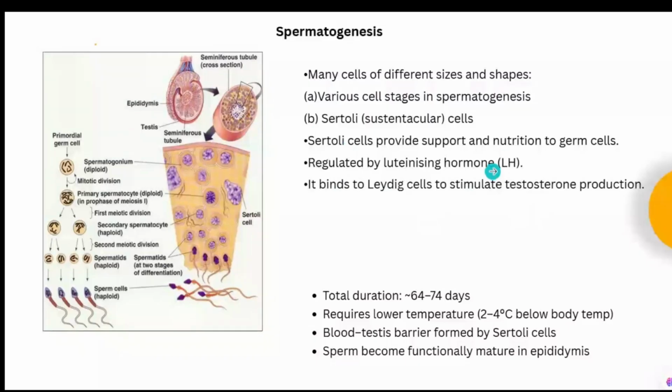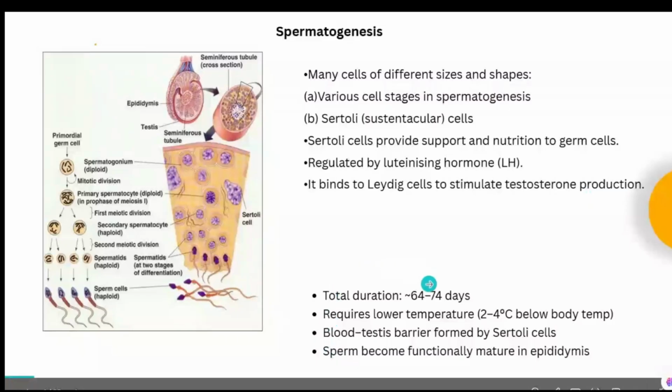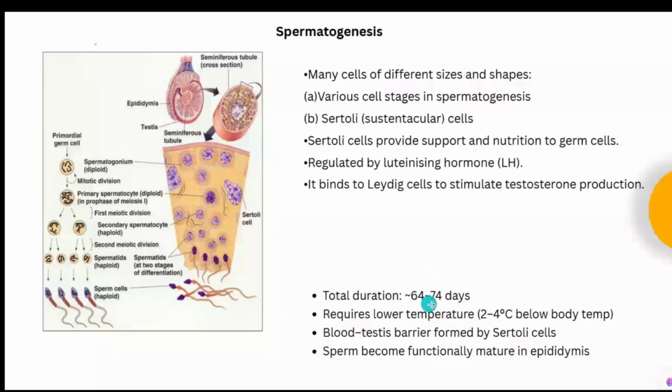Okay, so Sertoli cells will provide the support and nutrition to the germ cells. LH will act on the Leydig cells and stimulate testosterone production. They are also asking about the total duration. Okay, so total duration is 64 to 74 days. Few books mention 74 to 90 days. So it is around 3 months, you can remember.